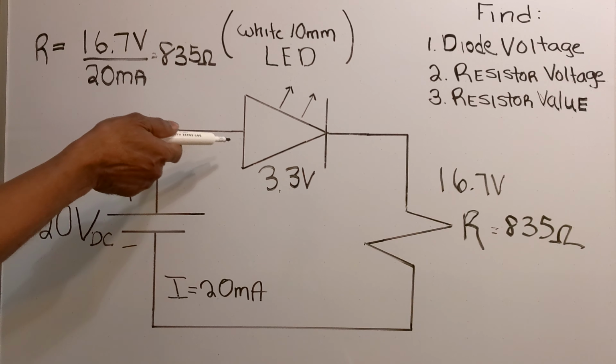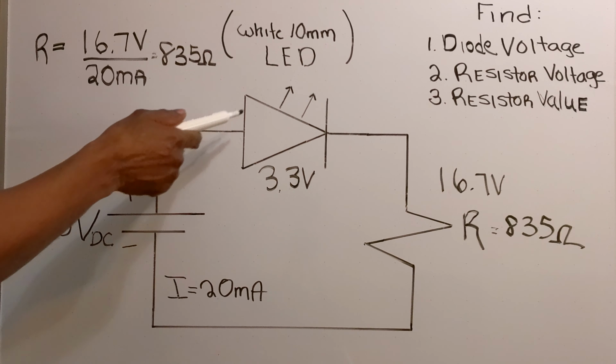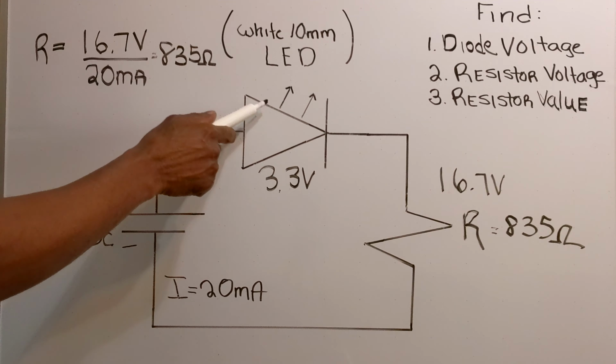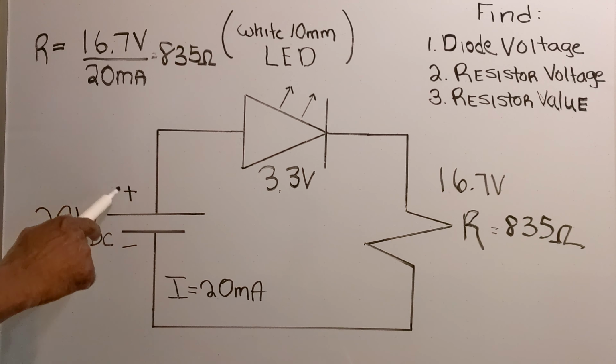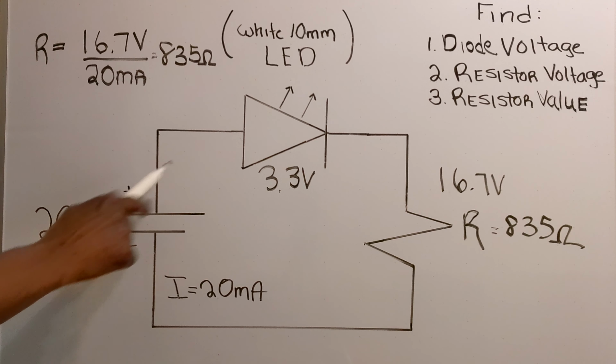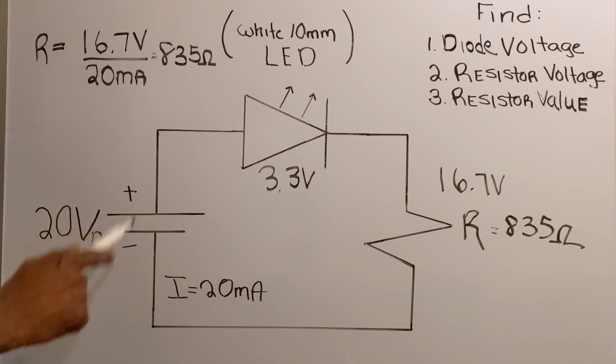Now when you put this circuit together, make sure the anode, which is represented by this triangle, is on the positive side of the circuit, and the cathode, which is represented by this vertical line, is on the negative side of the circuit.